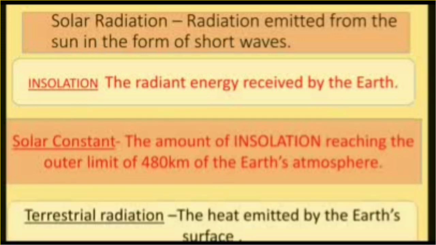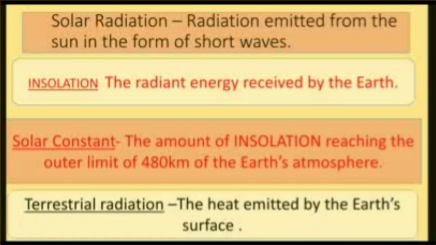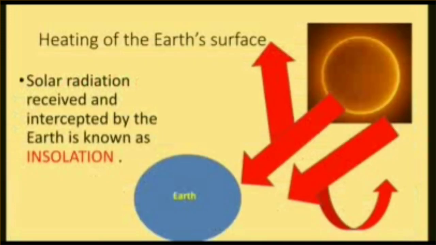Terrestrial radiation: the heat emitted by the Earth's surface. When the Earth gets heated and starts releasing the heat, that is the terrestrial radiation. Heating of the Earth's surface is because of insolation. Solar radiation received and intercepted by the earth is known as insolation.